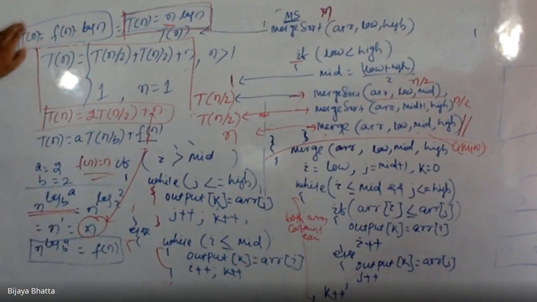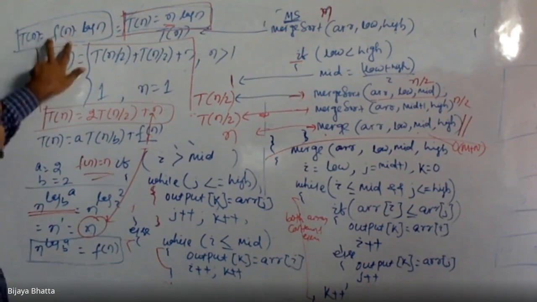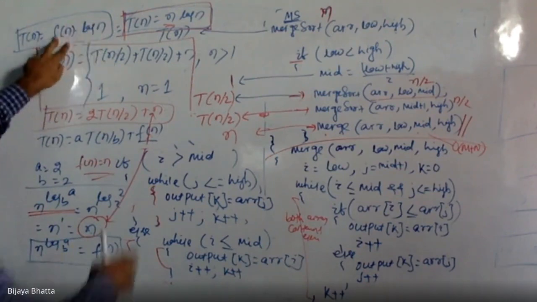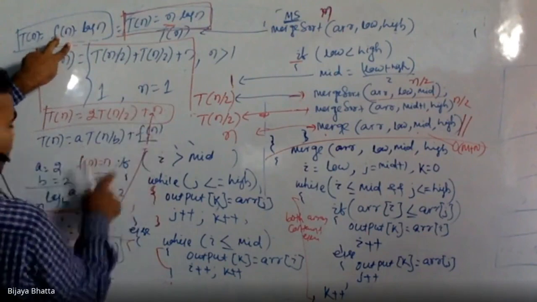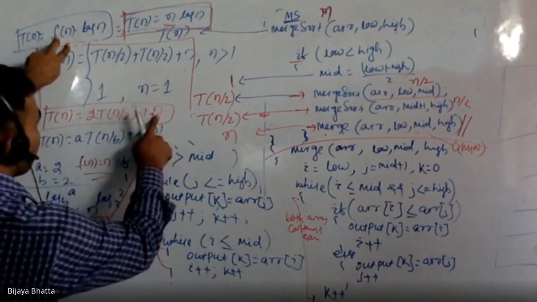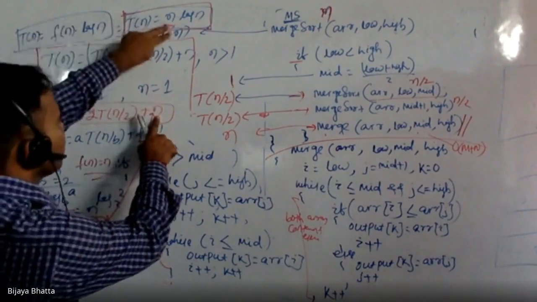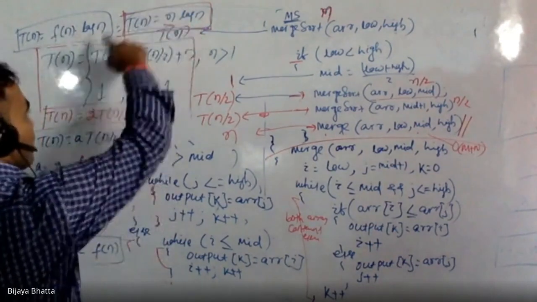So in that case, what is the time complexity? It is going to be f of n into log n. f of n means n, that's what we found from this equation for this example. So n log n. So the time complexity is T of n log n.